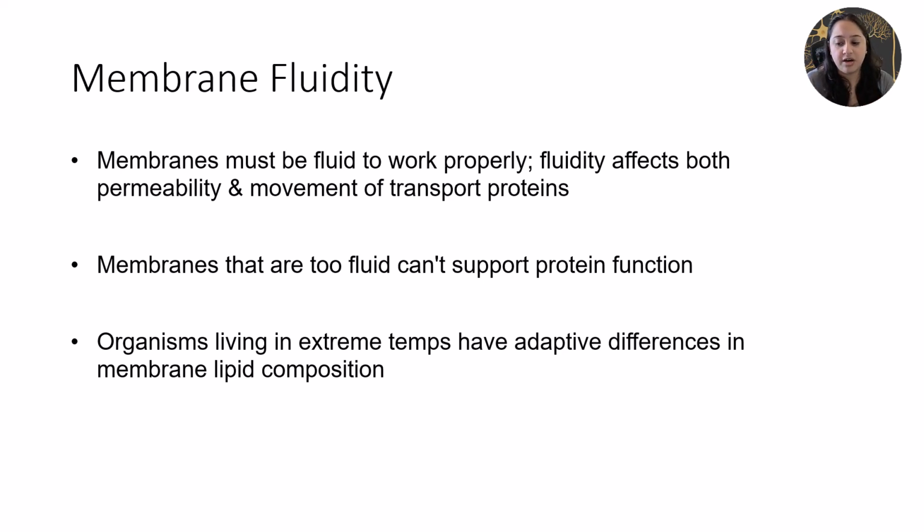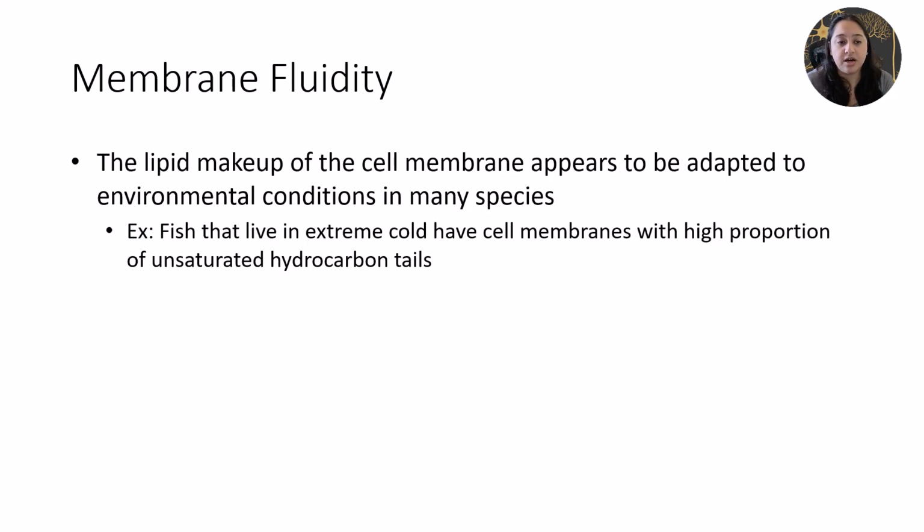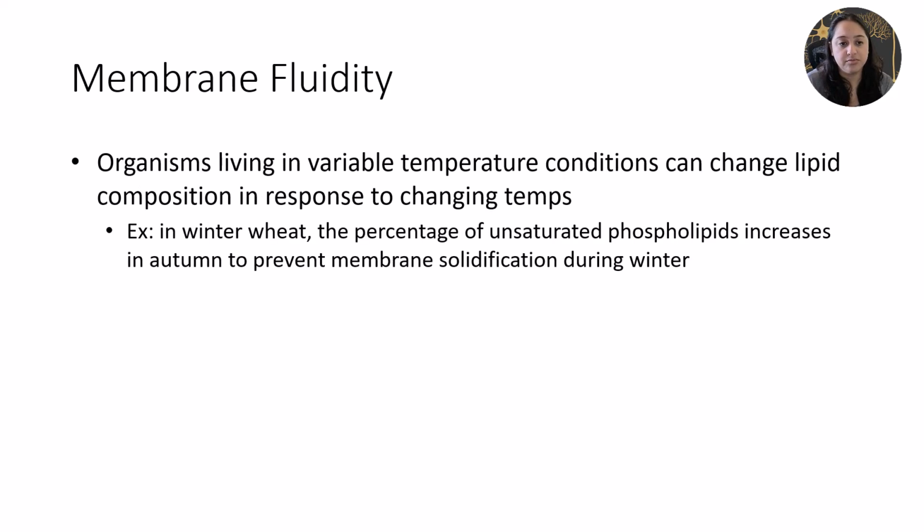And it's really interesting that organisms that live in extreme temperatures can have adaptive differences in their membrane lipid composition. For example, the lipid makeup of the cell membrane appears to be adapted to the environmental conditions in many species. Fish that live in extreme cold usually have cell membranes with a high proportion of unsaturated hydrocarbon tails. Remember, those are the ones with the little bends. Having those bends keeps the membrane more fluid at these cold temperatures and not getting too rigid and solid. These organisms live in an extreme environment and never really leave it. They had to adapt to have something in their membrane that helped in that environment.